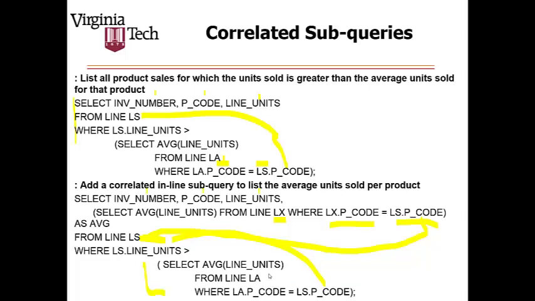All right, so that gives us the average line units for a line. And so what we're finding is the LS line units that are greater than average. And then we are showing what that average is. So what we're showing here is the invoice number, the product code, and the line units that are higher than the average, and the average units sold.